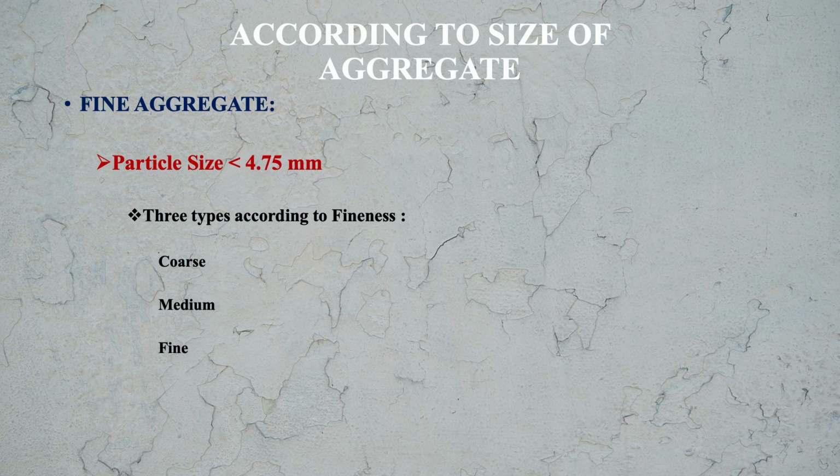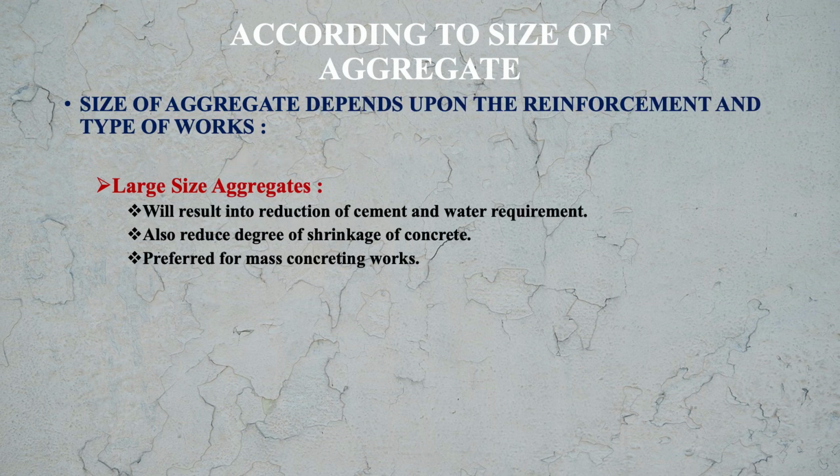And according to their fineness, you can classify them into three categories: coarse, medium and fine. Like sand, if you take the case, coarse sand, medium sand and the fine sand. But ultimately these are the fine aggregates. Now size of aggregate depends upon the reinforcement and the type of work.